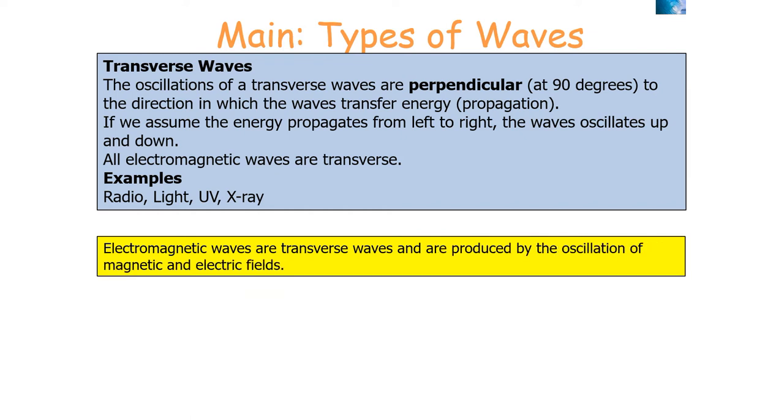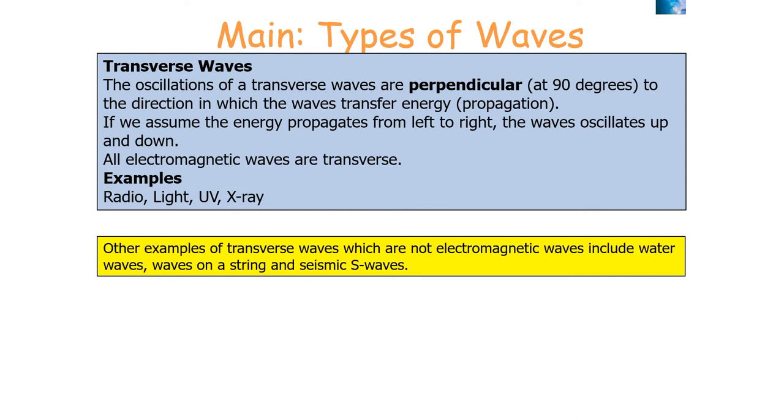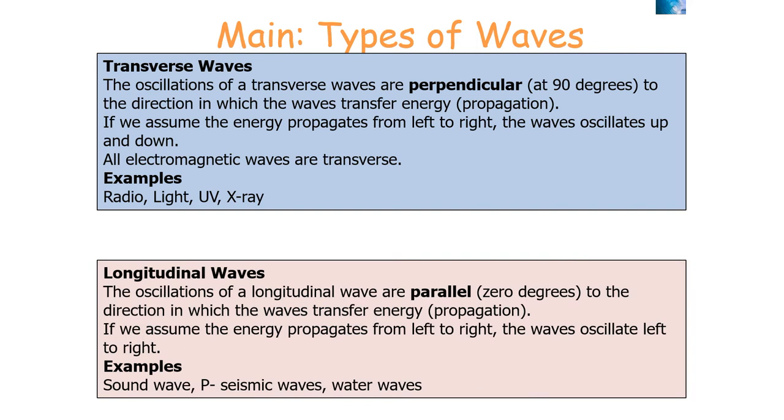So remember, electromagnetic waves are transverse waves and are produced by oscillations of the magnetic and electrical fields, so they're produced by the acceleration of moving charge. Now again, other examples of transverse waves which are not electromagnetic waves include water waves, waves on a string, and seismic waves. Longitudinal waves are waves with oscillations which are parallel to the direction in which the wave transfers energy. So if we assume the energy propagates from left to right, the waves oscillate from left to right. And examples include sound waves, P seismic waves, and water waves as well.